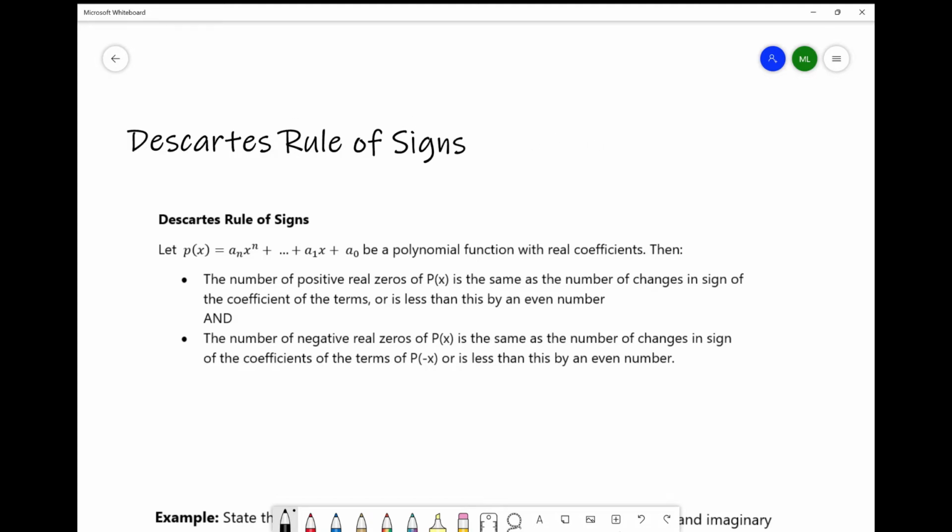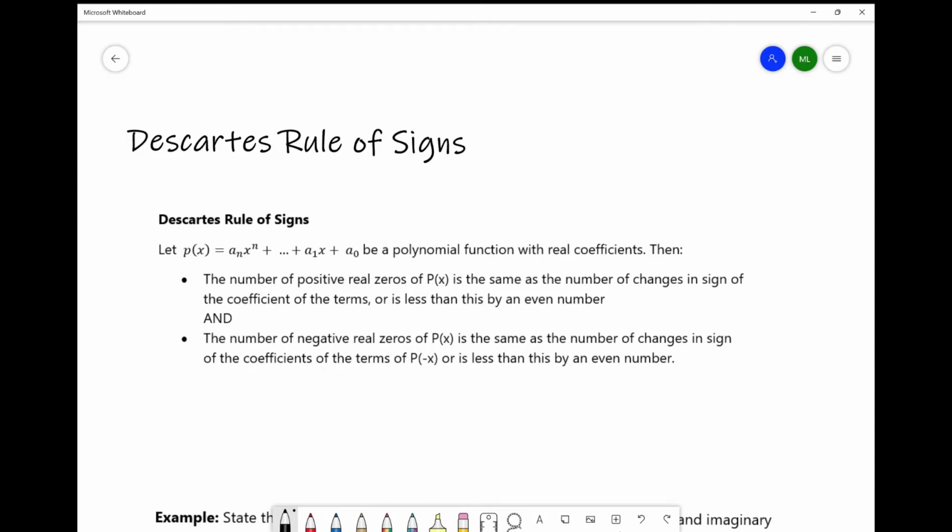Alright, hey everyone! Okay, so I want to talk about the Descartes rule of signs today. Again, it expands on roots and zeros with polynomials. So let's read what it says.